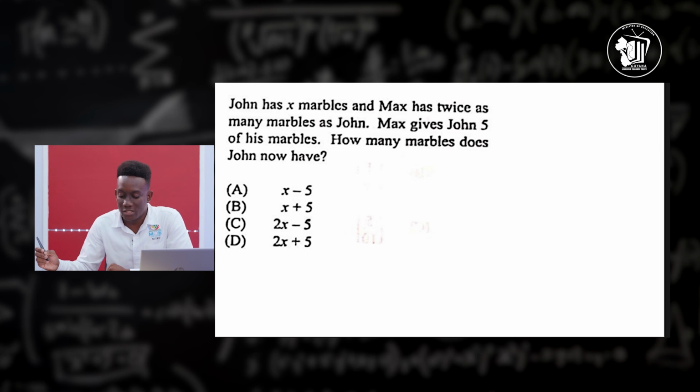And the last one says, John has x marbles. Max has twice as many marbles as John. Max gives John 5 of his marbles. How many marbles does John now have? So we see John started out with x marbles. And then Max has twice as many. So Max probably has 2x.